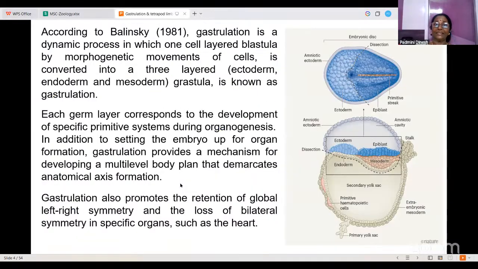Now, coming to Balfour, again, we'll have to talk a little bit about the scientists who have really done this particular work. Otherwise, we wouldn't have known what gastrulation, blastulation, and all these things are.